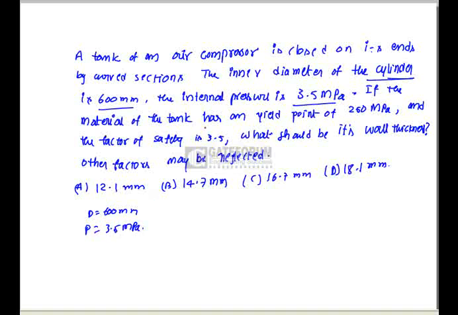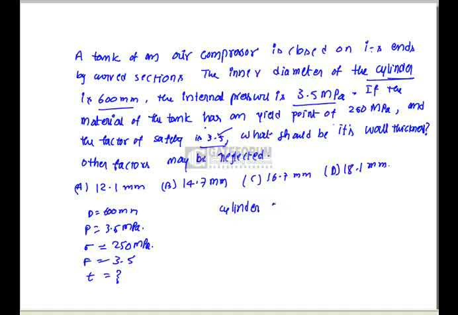If the material of the tank has a yield point, that is yield stress, of 250 MPa, and the factor of safety is given as 3.5, what should be its wall thickness? We have to find out the wall thickness t. So it is a cylinder.